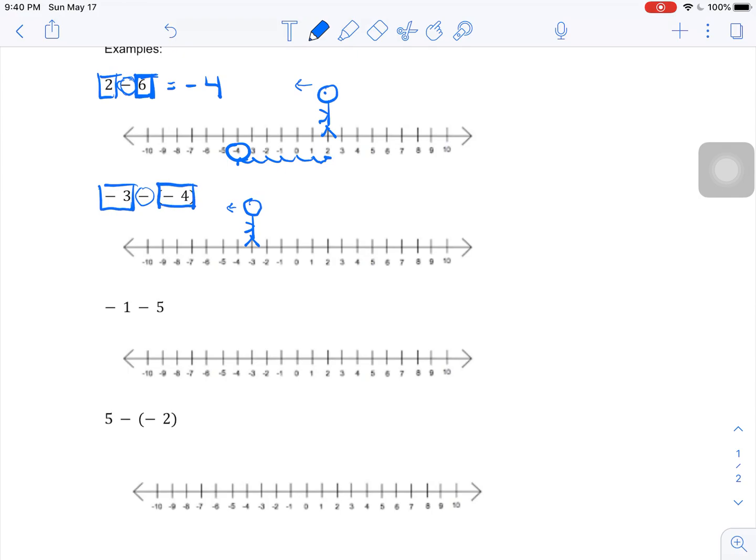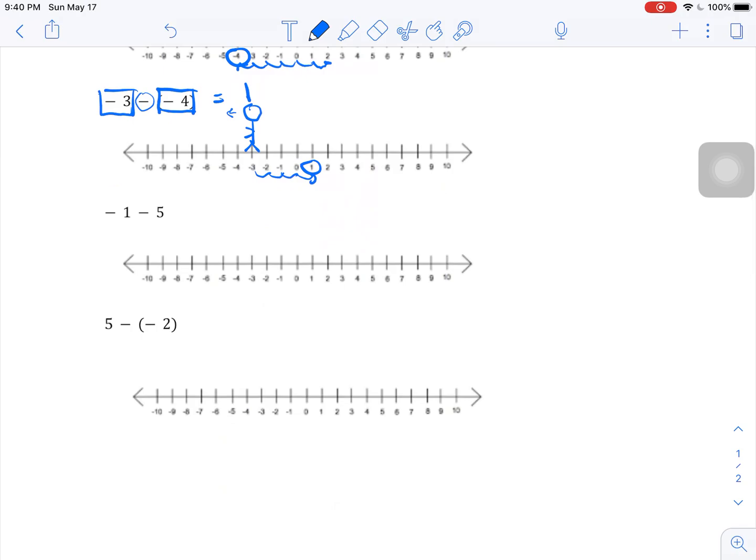So our number that we are subtracting in this case is a -4. Well, negative means walk behind us. Since we're facing to the left, behind us is going to take us this way. So we're going to walk backwards 4 spaces. Right now we're at -3 and we're going to go back 1, 2, 3, 4. That's going to land us at 1. So -3 minus -4 is 1.